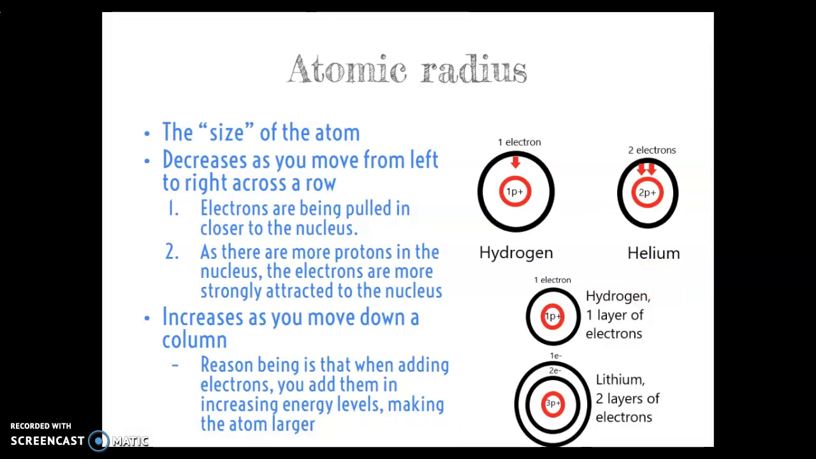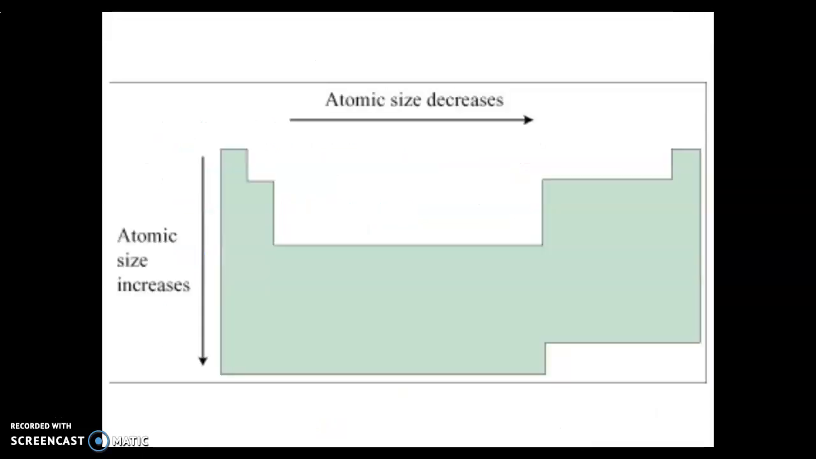So atomic radius increases as you move down because the atoms become larger, and they become larger because you're adding more energy levels. This is the general trend that you see as you go along the periodic table. As you go from left to right, the atomic size, or atomic radius, decreases, because those electrons are added to the same energy level, but there are more protons in the nucleus as you go from left to right.